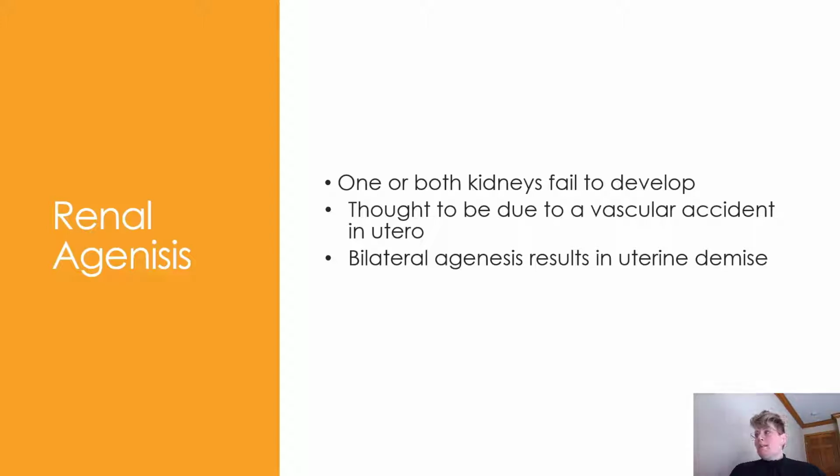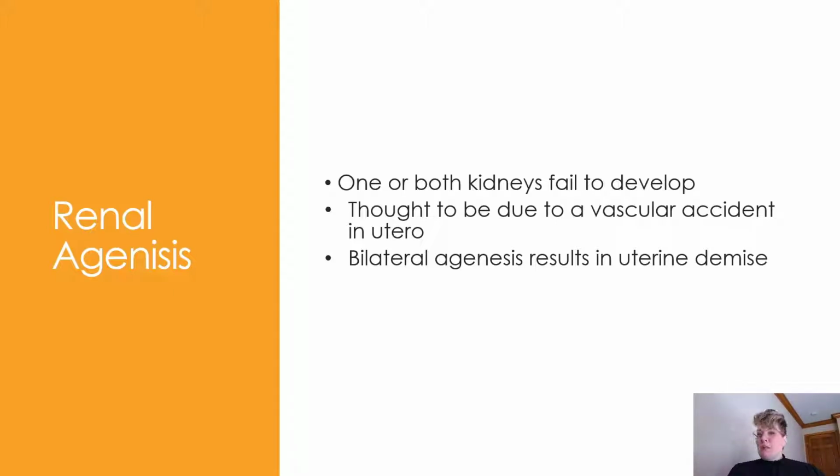So renal agenesis can cause one or both kidneys to not develop. It is thought to be due to some sort of vascular accident within the uterus. So maybe there was a clot, maybe something happened, and somehow the blood flow got cut off to one of the kidneys. When our organs don't get blood, they stop growing, and in the case of in utero, it just kind of disappears. We won't ever see it. Maybe a very small remnant of something somewhere, but nothing that we'd be able to see.